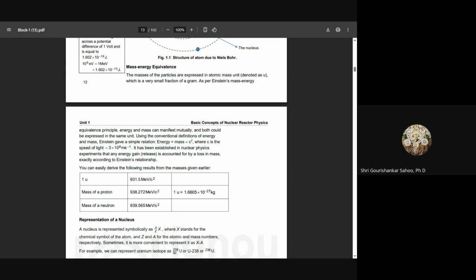So you can say 1 U is equal to 931.5 mega electron volt by c square. The mass of the proton is 938.272 mega electron volt by c square, and the mass of the neutron is 939.565 mega electron volt by c square. And I have told you earlier 1 U is equal to 1.6605 into 10 to the power minus 27 kg.